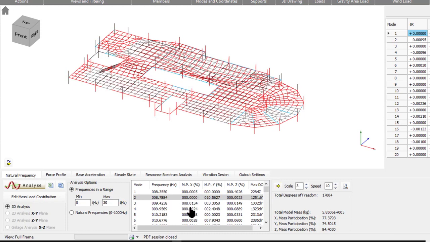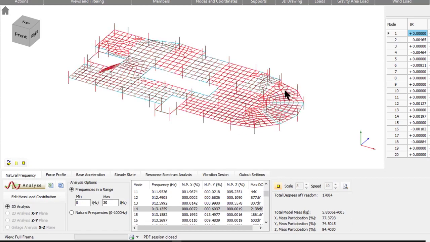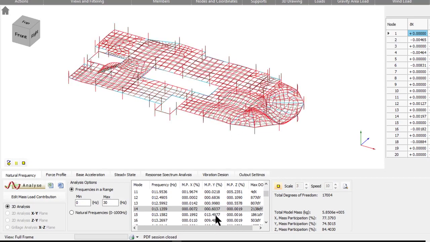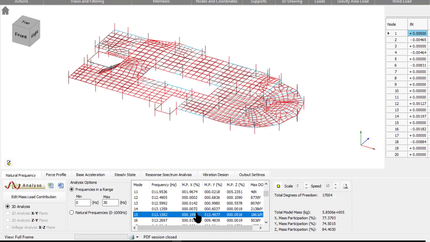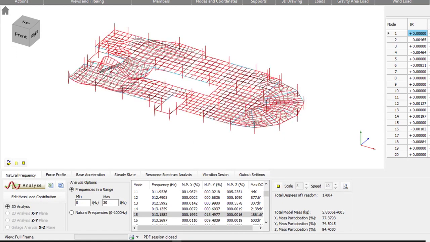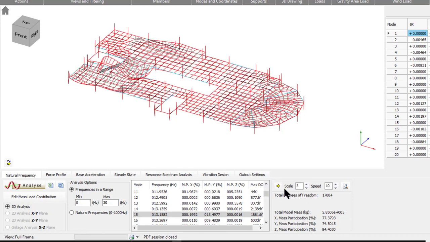And obviously if we went back down to a different frequency, we would see that running over here, but again with a far lower mass participation. This has got a 16%, 13% mass participation, so this might be more significant. That's taking in this area here, which is quite interesting. So that is the natural frequencies, and I'll just stop that.